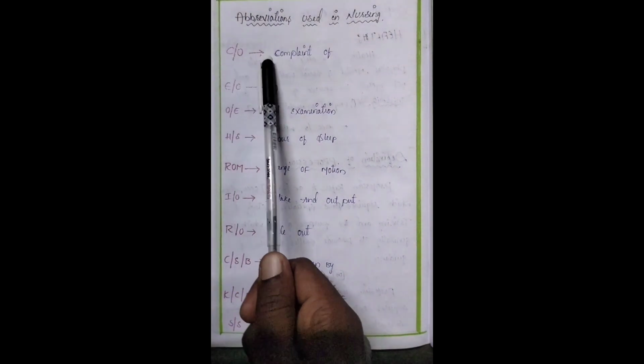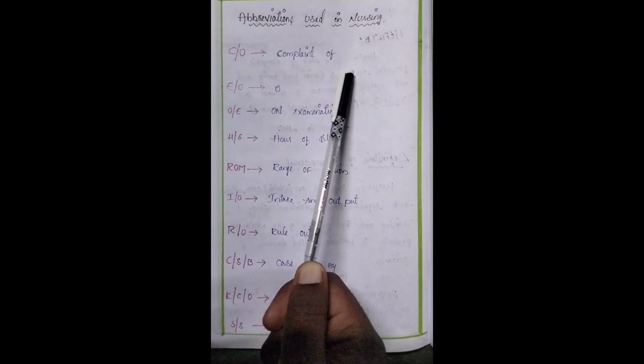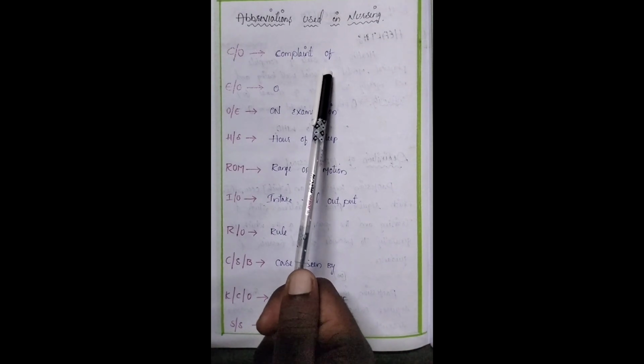First, C/O. C/O means complaint of. When a patient comes to the OP to the doctor, he says complaints like he's having fever, chills, nausea, vomiting. So what the doctor writes is complaint of, C/O, and the doctor writes the nausea, vomiting, fever, and chills.